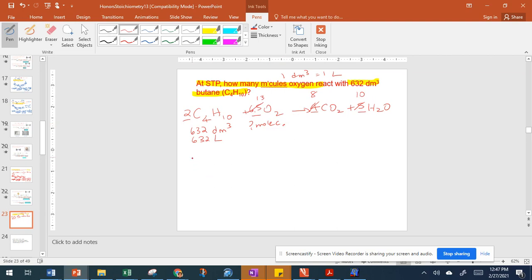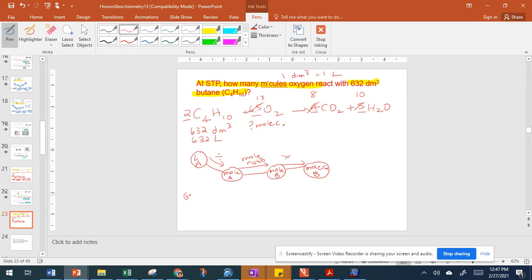So here we're given liters of our A. Then we're going to get to moles of A. So you always convert to moles first if you're not given moles. Then moles of B, where you have to do the mole ratio. And then we're trying to find molecules of B. So remember, going from liters to moles, we're dividing. Moles to moles, we're using our mole ratio. And then moles to molecules, we're multiplying.